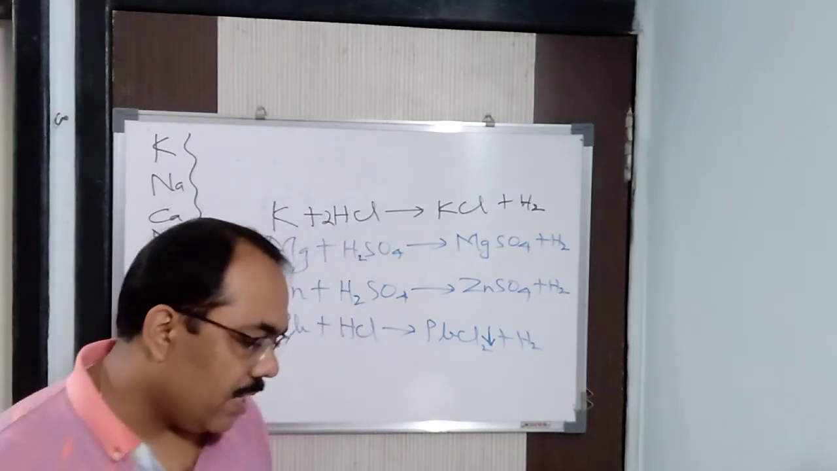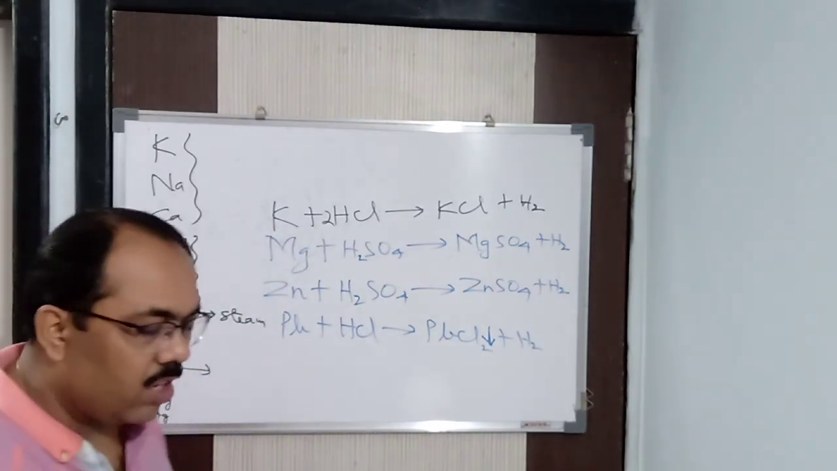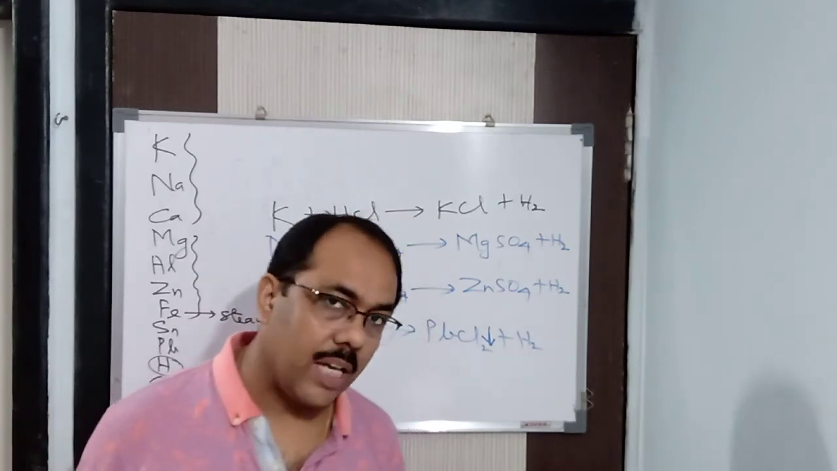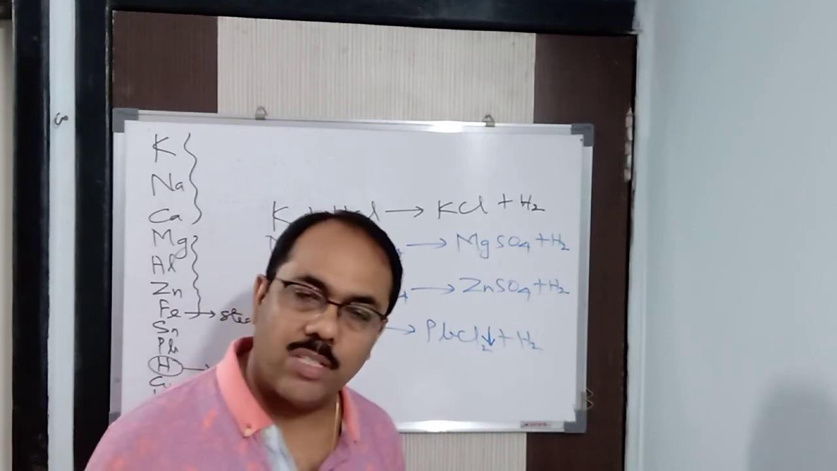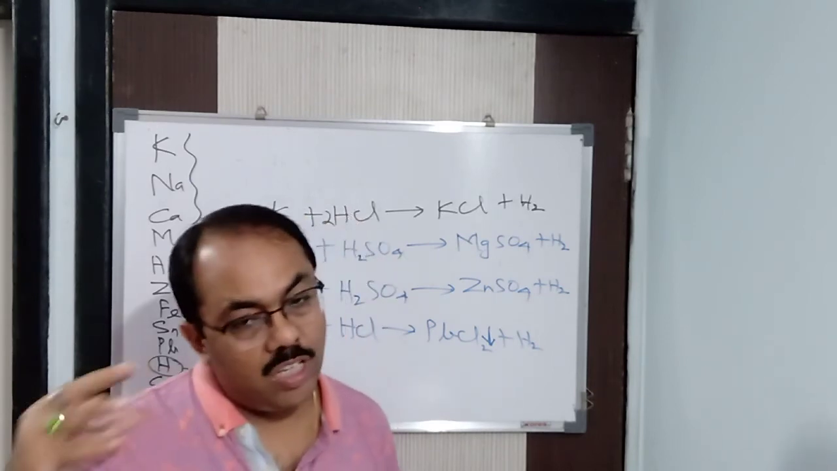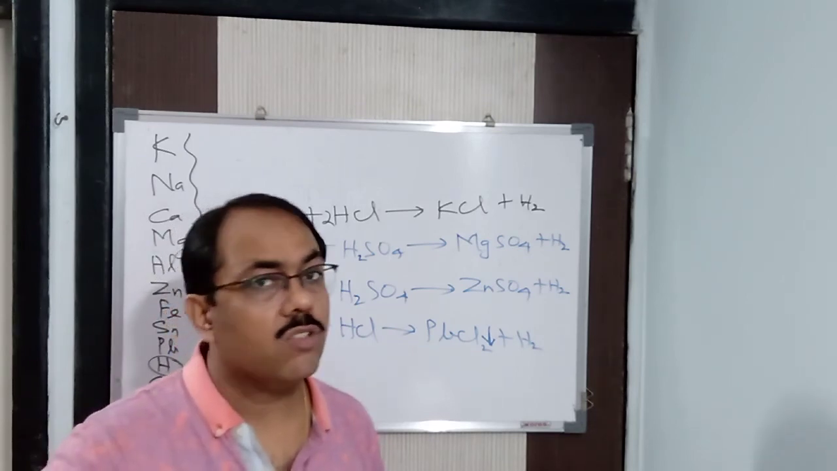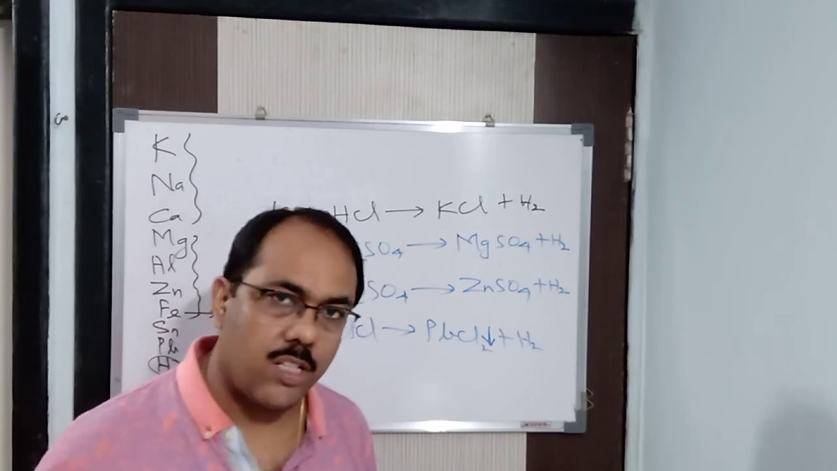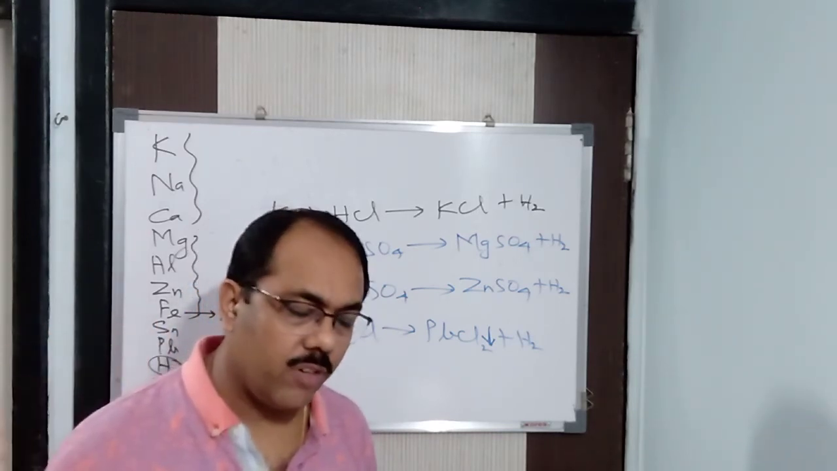Now metals like copper, mercury, which are below hydrogen, and silver, they do not react with HCl or H2SO4 to liberate hydrogen gas. HNO3 cannot be used, I said you already, because it is an oxidizing agent, it gives you nascent oxygen. So if at all hydrogen gas is evolved, it reacts with nascent oxygen to give you water. So HNO3 is completely ruled out. Nowhere are we taking HNO3. Only with magnesium and manganese I have told you, with very dilute nitric acid.